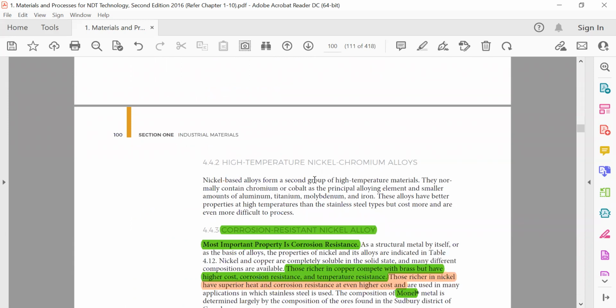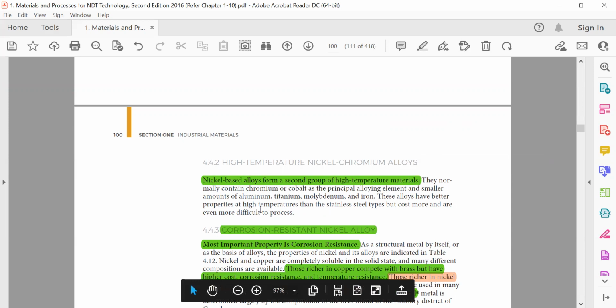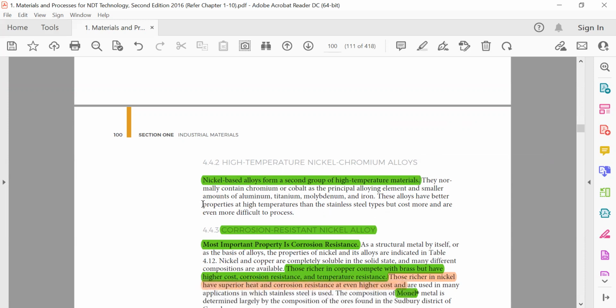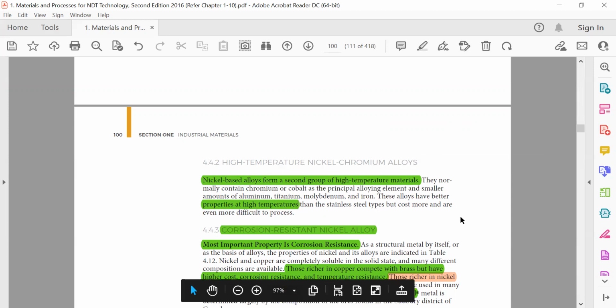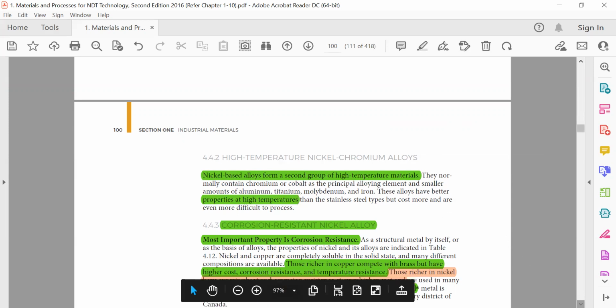Nickel-based alloys form a second group of high-temperature material. They normally contain chromium or cobalt as the principal alloying element and smaller amounts of aluminium, titanium, molybdenum, and iron. Properties are very good, better at higher temperature than the stainless steel type, but cost is more.